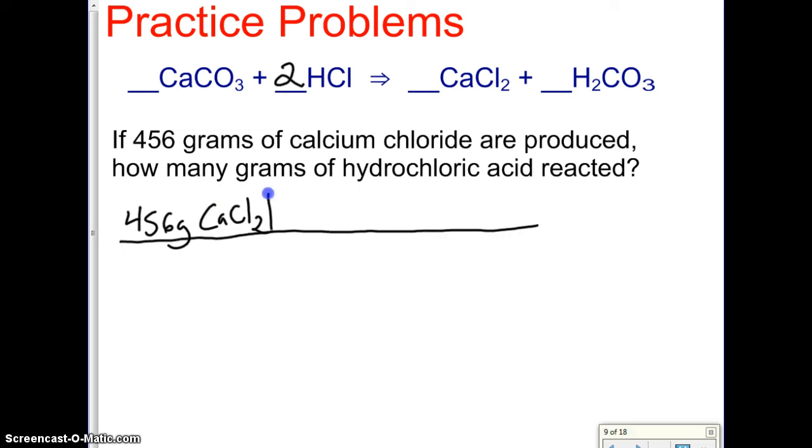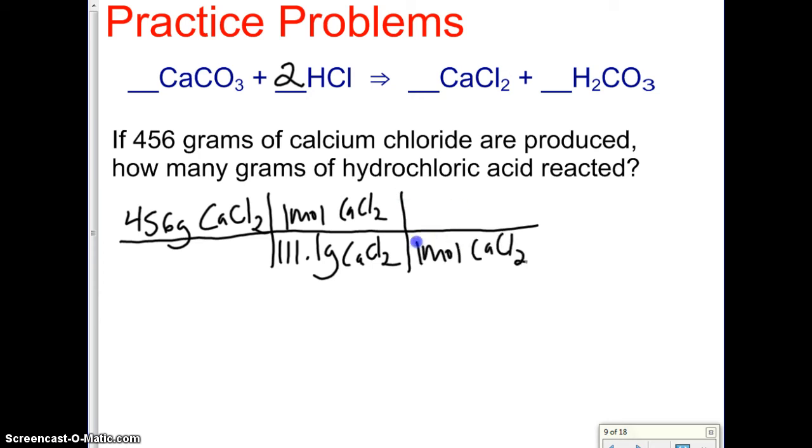Okay, so we draw our lines, we go down. We need the molar mass of calcium chloride, I should say. Calcium is 40.1 plus 2 chlorines, which is 35.5, times 2. So our molar mass here is 111.1. Okay, and that's per 1 mole CaCl2. We do our mole ratio of CaCl2 to hydrochloric acid. Well, there's 1 mole of CaCl2, because there's a 1 here that we just don't see, to 2 moles of HCl. And then our last step is to go into grams of HCl.